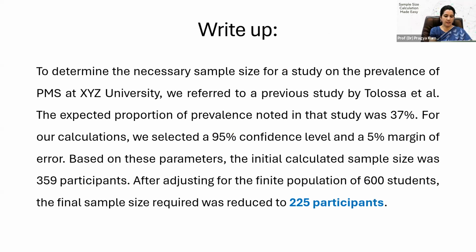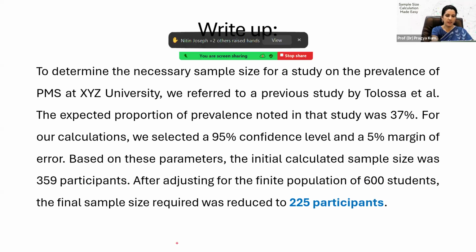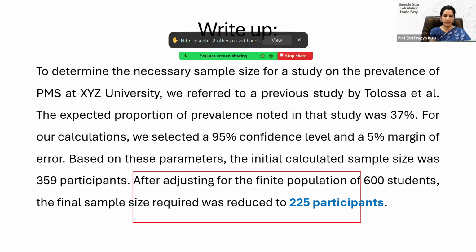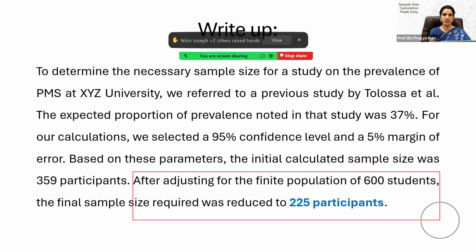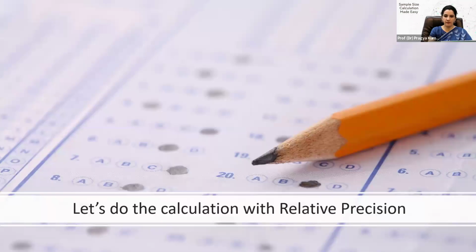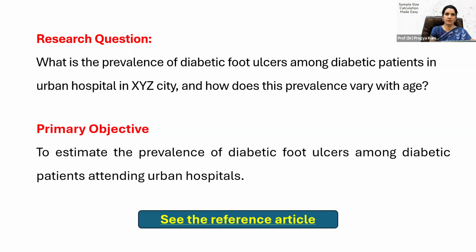And this is again the write-up. You can add this last line in the initial lines: after adjusting for the finite population correction of 600 students, the final calculated sample size was 225 participants. So this was the one adjustment. So now let's do some calculation with the relative precision, as you people asked. So this is one research question.